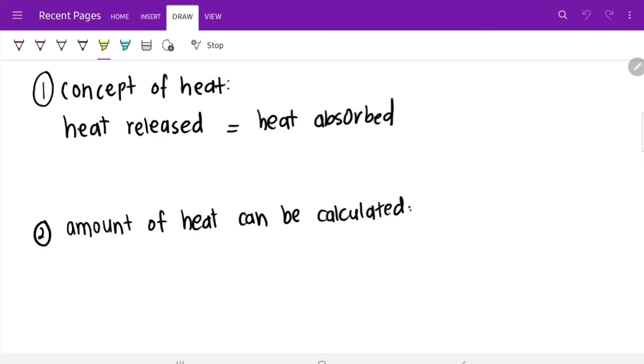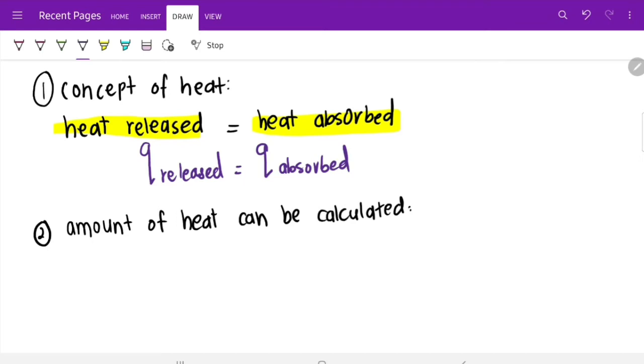You always need to remember that the amount of heat released must always equal the amount of heat absorbed. This equation is written in most lecture notes, and you also need to use it when solving any thermochemistry problems, especially those related to your calorimeter. Heat released we always write as Q release equals Q absorb.